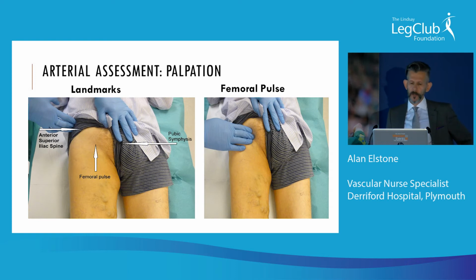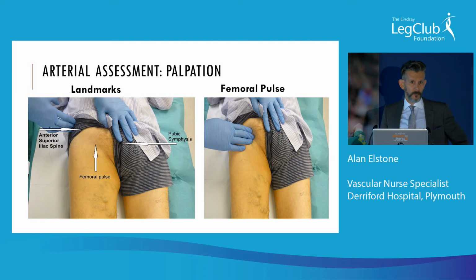So I've moved on to looking at the femoral pulse, which dictates the inflow into the lower limb, and I've marked the landmarks, essentially the knobbly bit on the pelvis, the anterior superior iliac spine, and the pubic symphysis, which is the pubic bone. Midway on the crease is the femoral pulse, and that's quite easy to palpate.